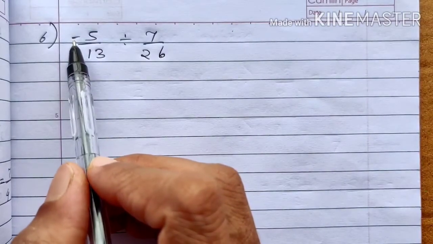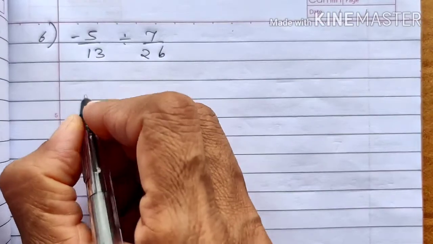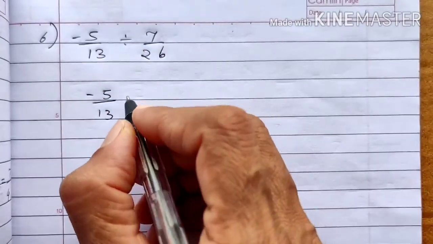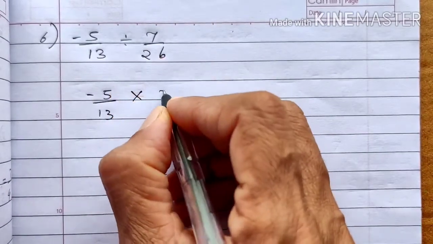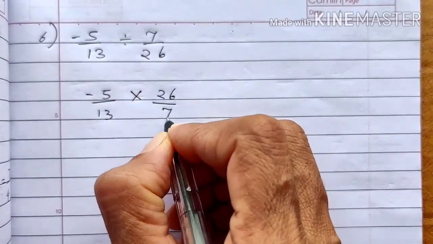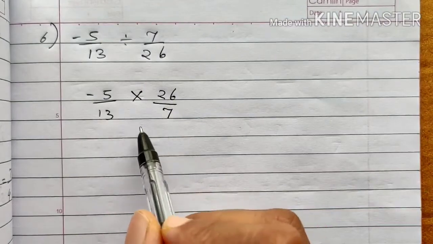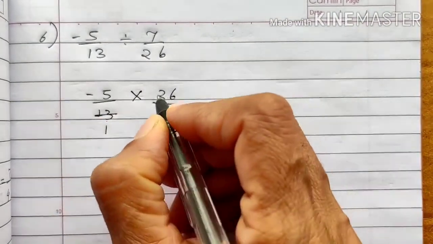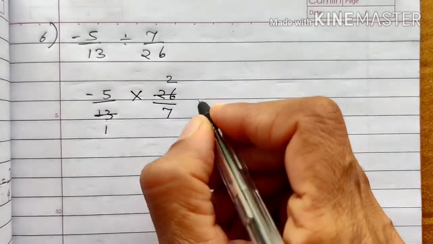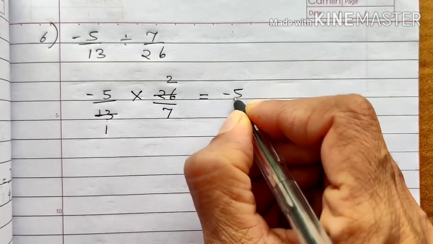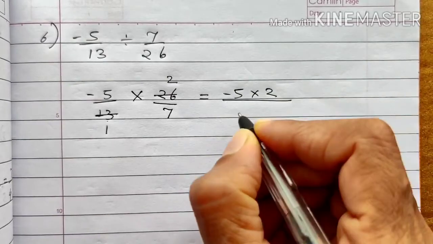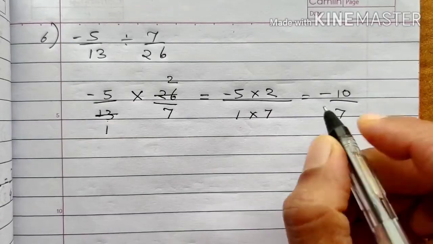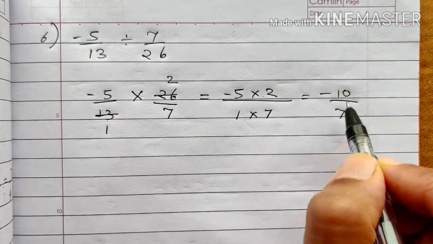The next sum is minus 5 upon 13. So just write it as is. Convert the division into first multiplication and take the inverse. So you have 26 upon 7. Let's see if there are any common divisibles. You have 13 and 26, right? 13 1s are, 13 2s are 26. Okay, so then you write minus 5 into 2 upon 1 into 7. So that gives you minus into plus is minus, 5 2s are 10 upon 7.